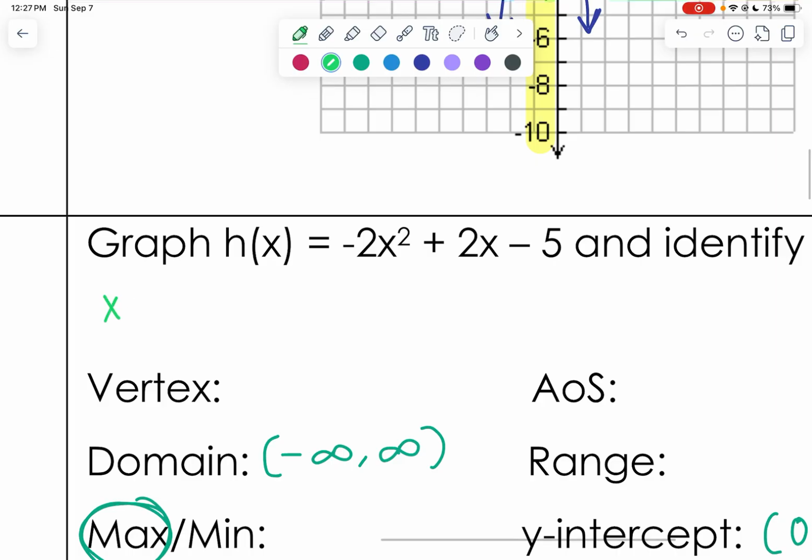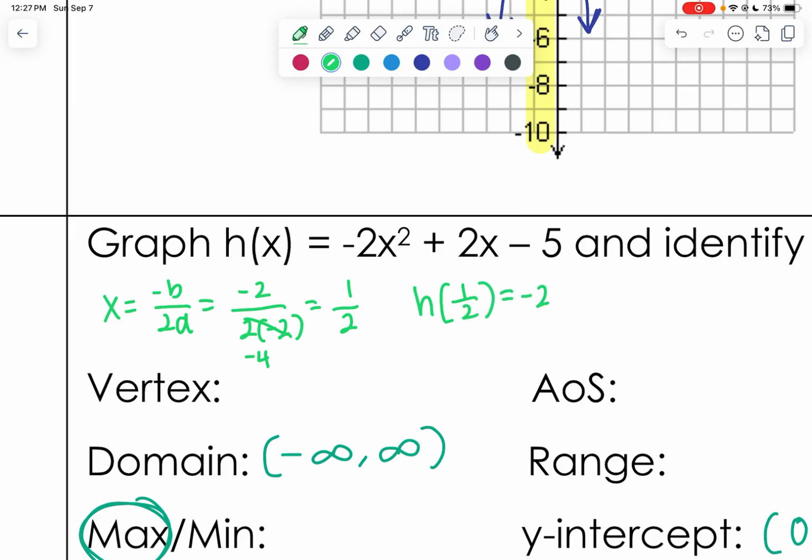So x equals -b/2a. So that would be -2 over 2 times a is -2. Well, that's -2 over -4. That would be +1/2 because 2 negatives make a positive, okay? Now, you could use 0.5, but for practice, we're going to keep using the fractions. So now I'm going to find h of 1/2.